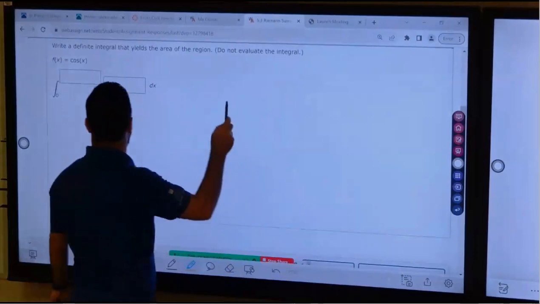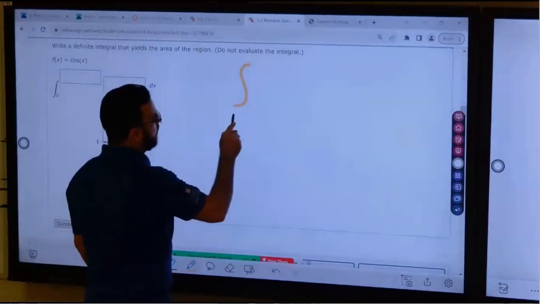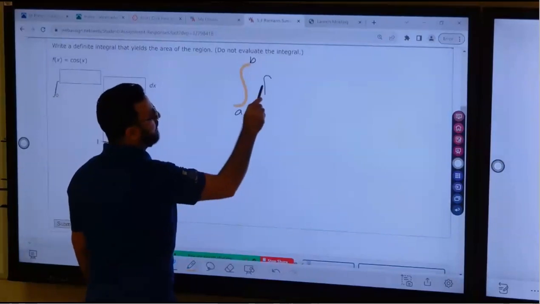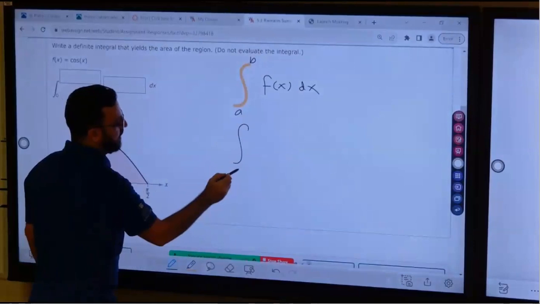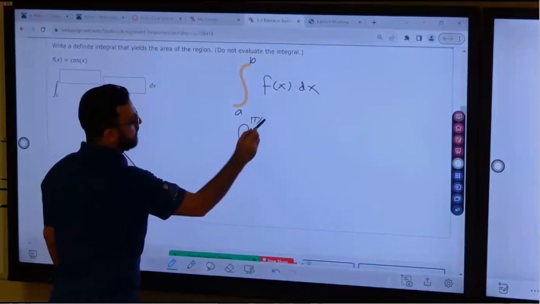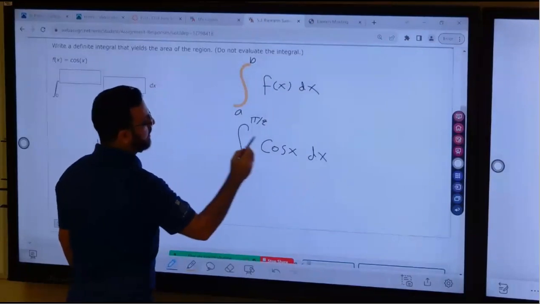Let's do it again. The integral from a to b of f of x dx. The integral from 0 to pi over 2. Our function is cosine x dx.